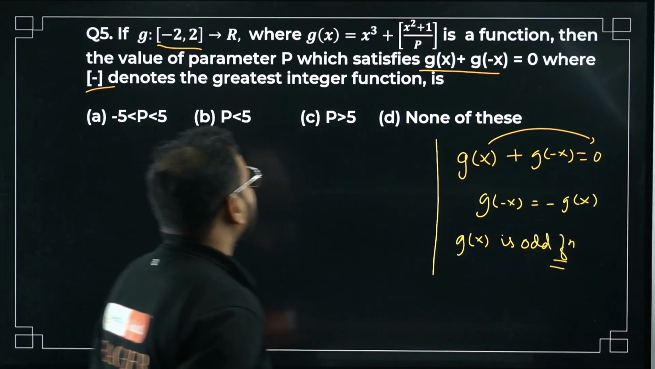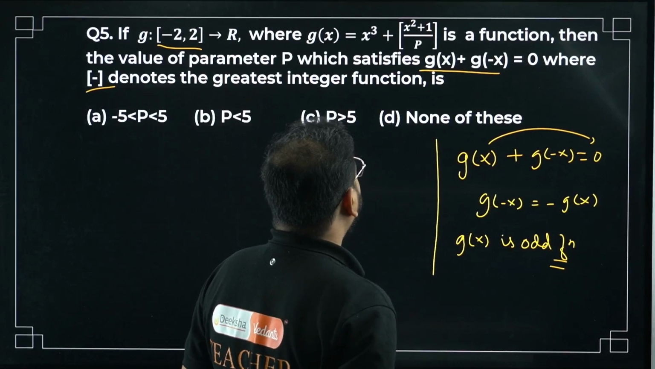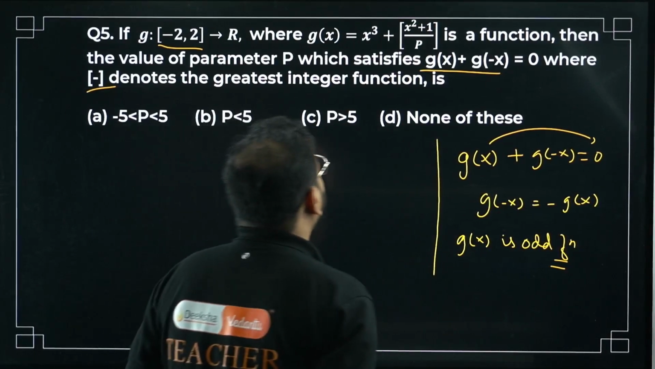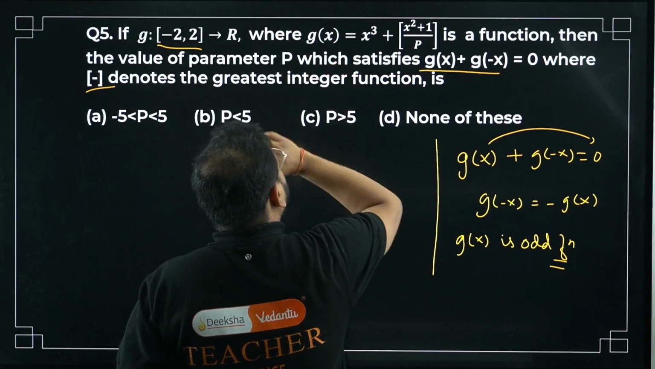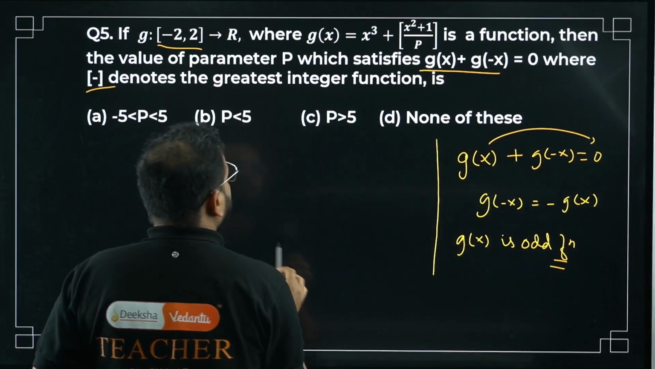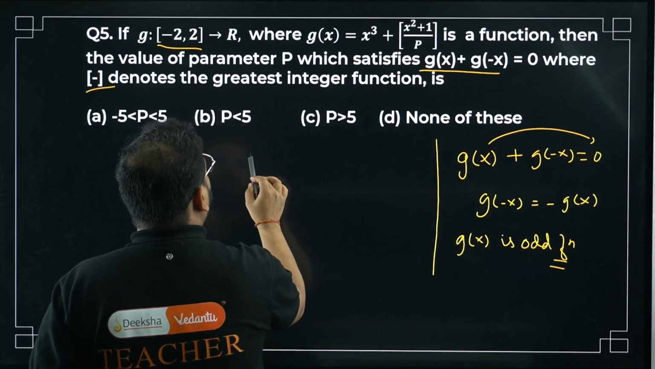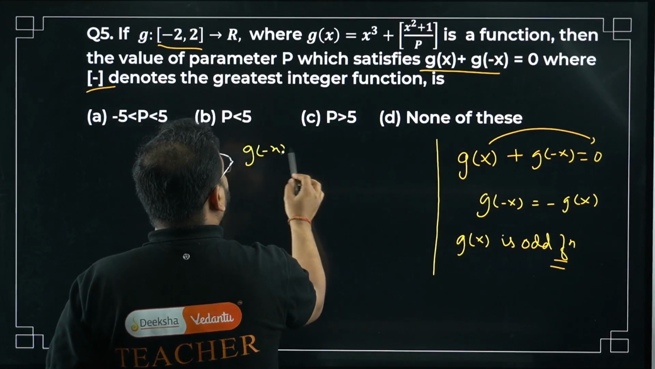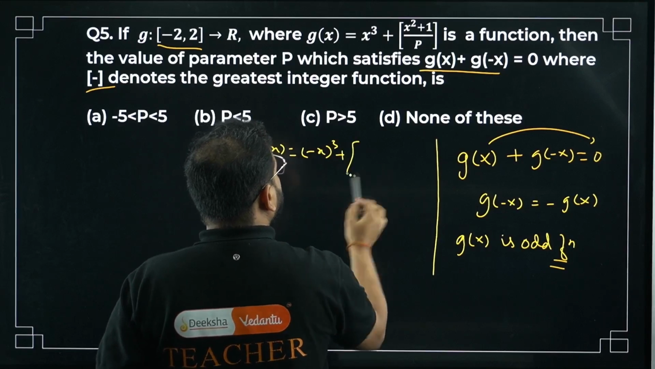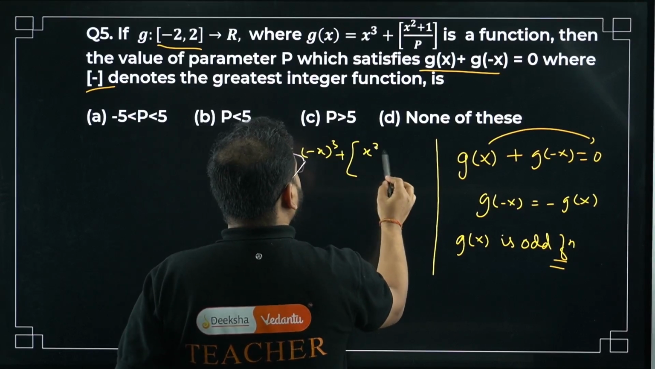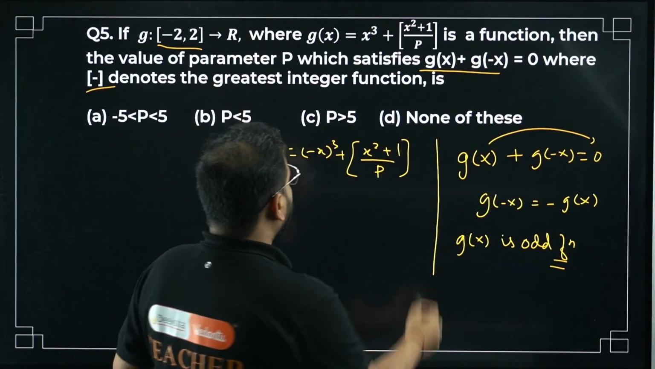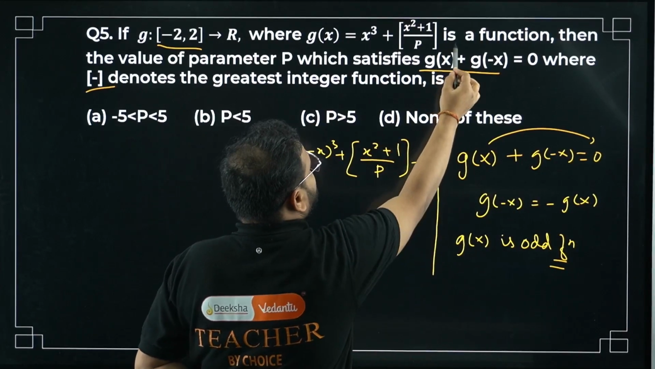Okay, chaliye, so great. Also if we put bacha, we can also put here, check this out, if I put here g of minus x, can we put it over here? Yes sir, we can put. Chaliye, so if I do that, it'll become minus x the whole cube, okay, plus x square only, x square plus 1 by p, right? This is my equation number 2, and this is my equation number 1. Add them.